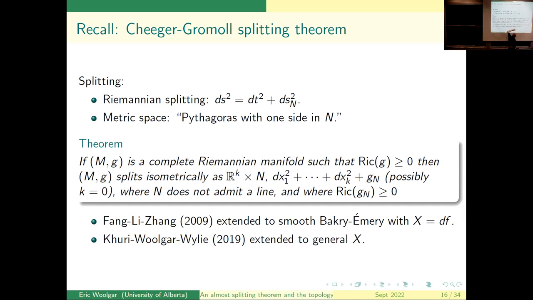I've chosen the phrasing where you might have no line at all, and then you get k equals zero, no splitting. But you can do this so long as you can find lines in what remains after you've split off the previous line. And it happens as well that the Ricci curvature condition descends to G, which I want to make a small point about later. This was extended to the Bakry-Emery case by these people, in the case of gradient vector field, and myself with Marcus Curry and Will Wiley extended it to general X a couple of years ago. At the time, not thinking of this project.